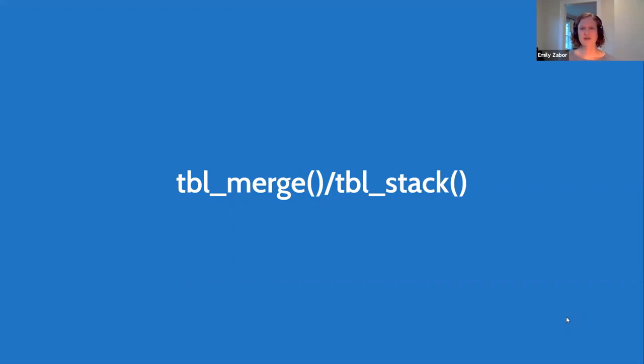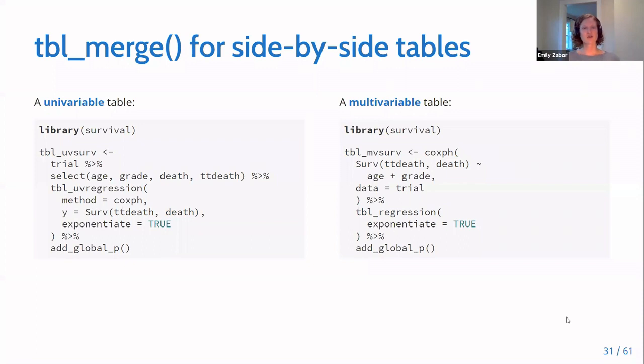So we also have functions available to merge or stack different tables, which is something that we often want to do. So table merge is for side-by-side tables. For example, if we wanted to make a side-by-side table of univariable and multivariable regression results from a Cox regression model, we could create our univariate table here on the left. We select the variables that we want and we pass them to table UV regression. We specify the method as Cox PH, and our outcome is a Surv object with the time and the status, and we're going to exponentiate those and add the global p-value.